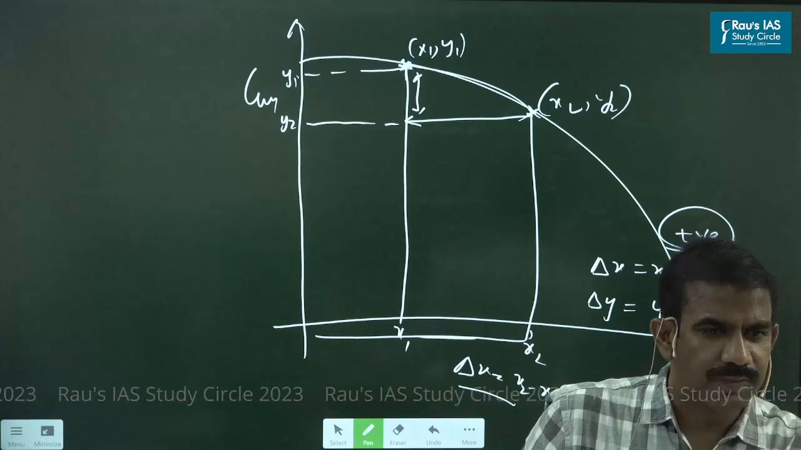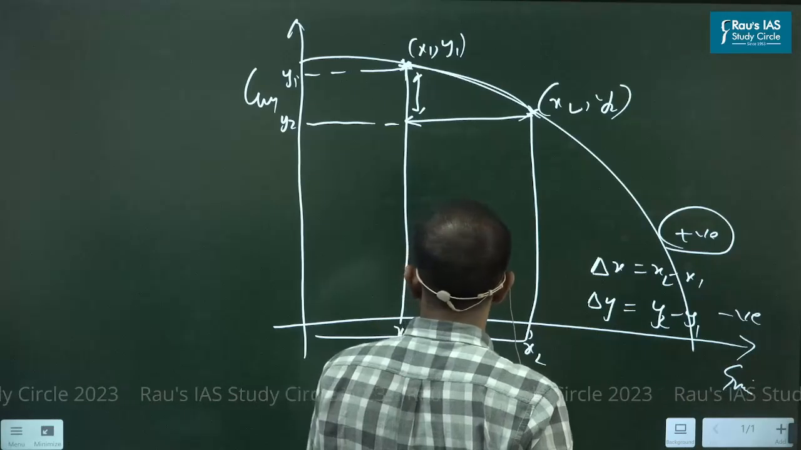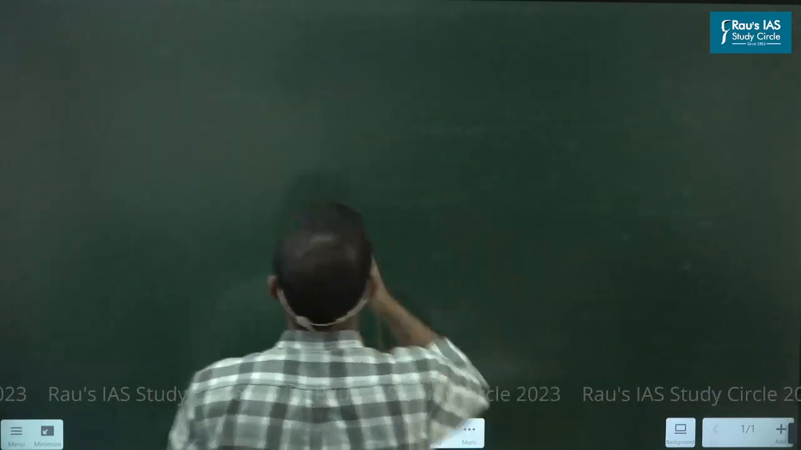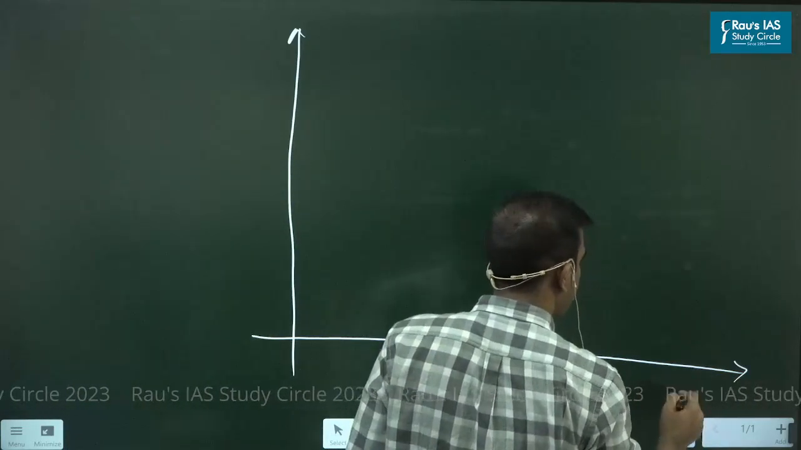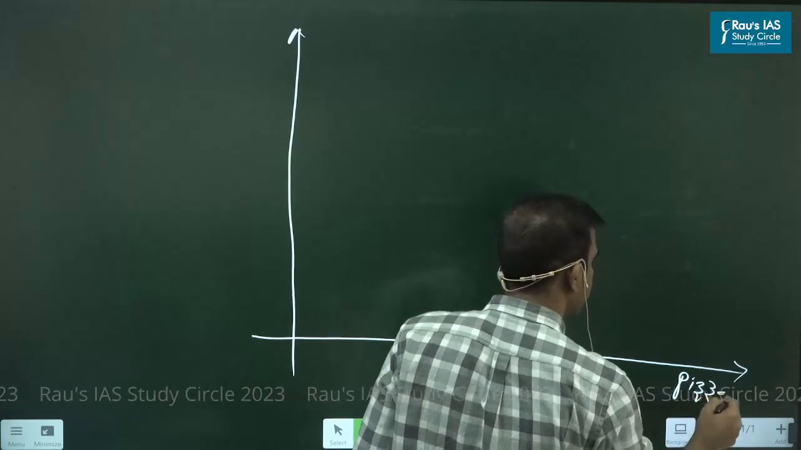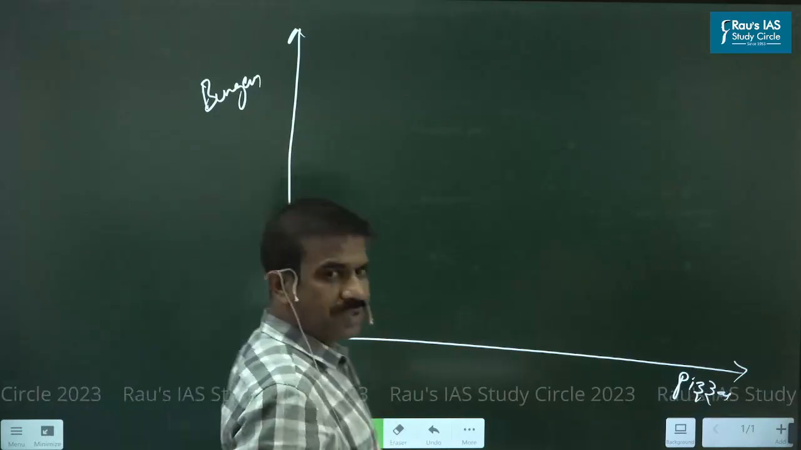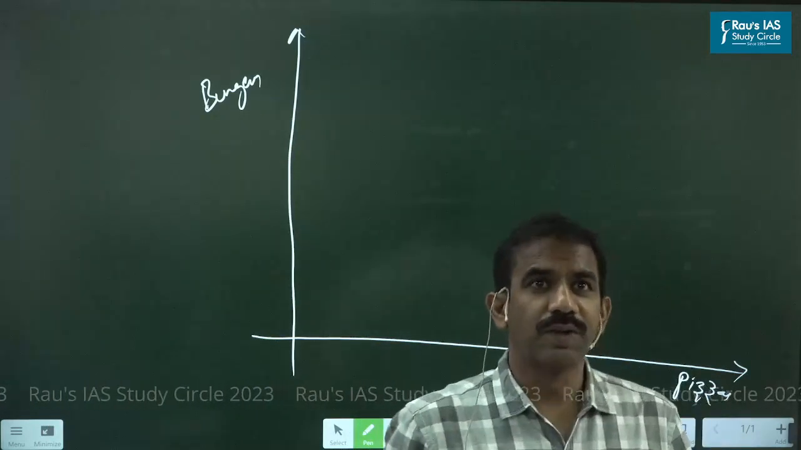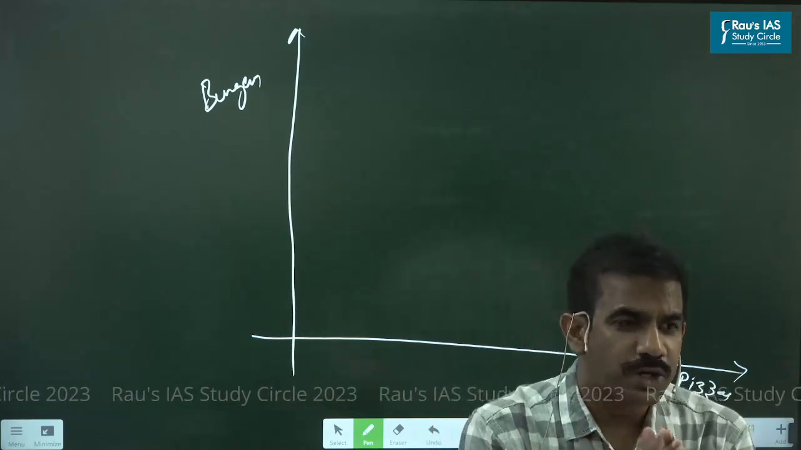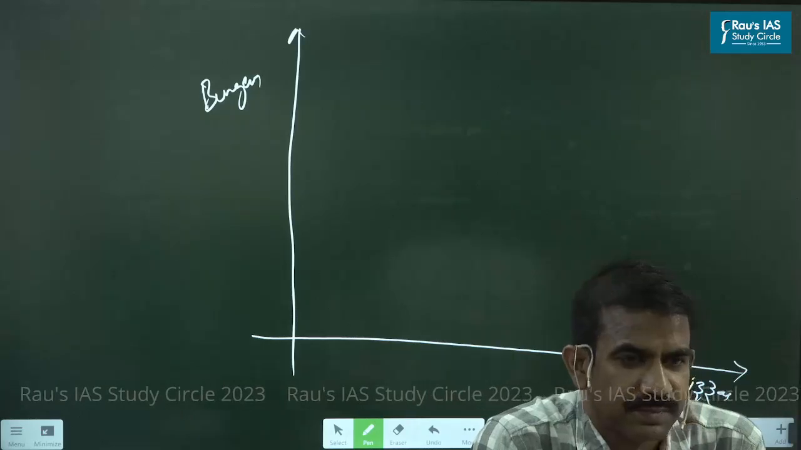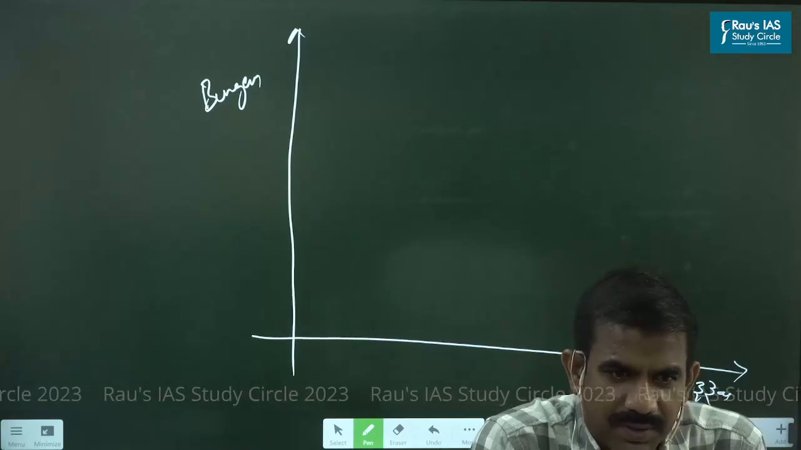Clear? Yes. Now, let me use a similar concept, the same logic, to explain one more thing. On the x-axis, I'll take pizzas, and I'll take burgers on the y-axis. Pizzas and burgers. I'm just trying to point out the combinations of burgers and pizzas that make you equally happy. Got it?